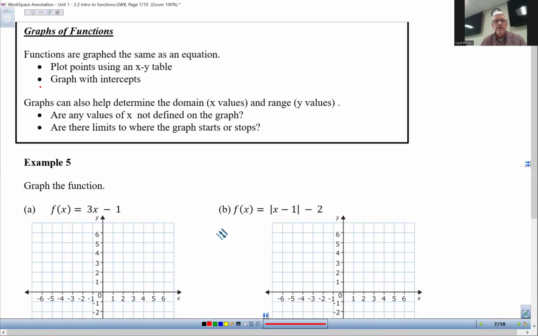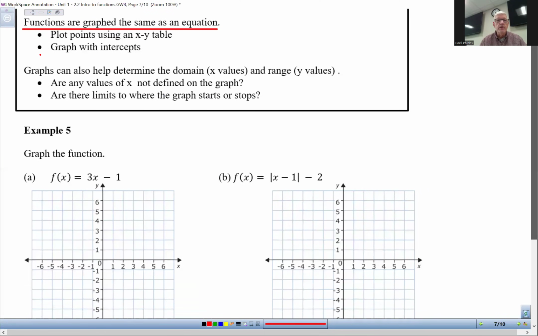The last thing we have with functions for now is graphing functions. And the nice thing about that is we've already done it. We're going to graph our functions just like we graph equations. So you can use an XY table, or you can graph with intercepts. We're also going to have some absolute value functions, like example B on your paper. So just like we did before, we can choose some values for x, plug them into the function, and solve for y to get our points. Or if you want to use intercepts, you could do that. So let's take a look at these.